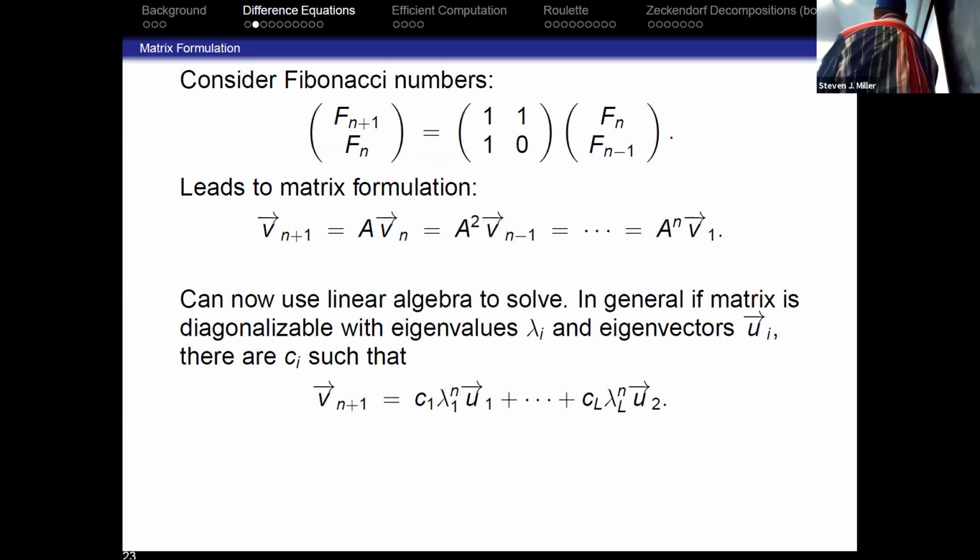Now we can use linear algebra to solve. So you've hopefully seen eigenvalues, eigenvectors, orthonormal bases. Here's an example of why you give a damn. It's actually nice when the math we give you can be used for something.